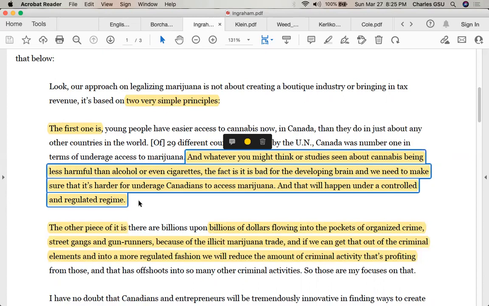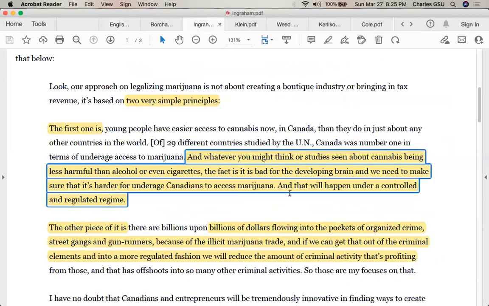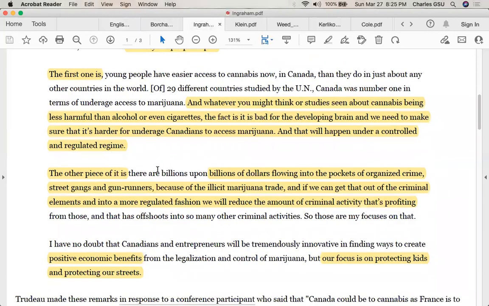So he's actually, going back to the pros and cons here, he's actually arguing this right here. We don't want to corrupt the innocent youth. However, if we legalize it, we will do this. We will have reduced organized crime where people are just buying it off the street from who knows whoever. And when it's controlled, just like currently alcohol and cigarettes, you have to show an ID and be of a certain age. That's the first reason they want to regulate it and legalize it.